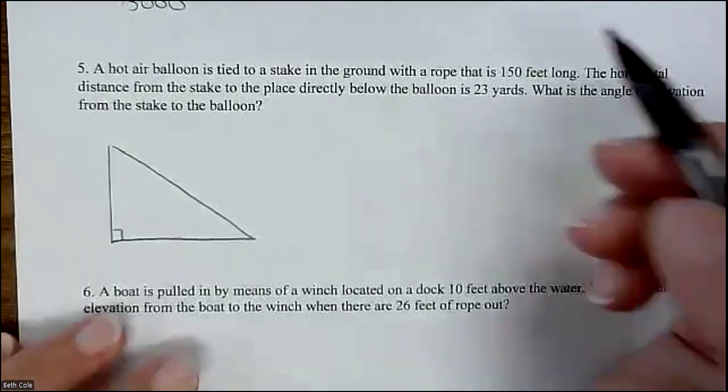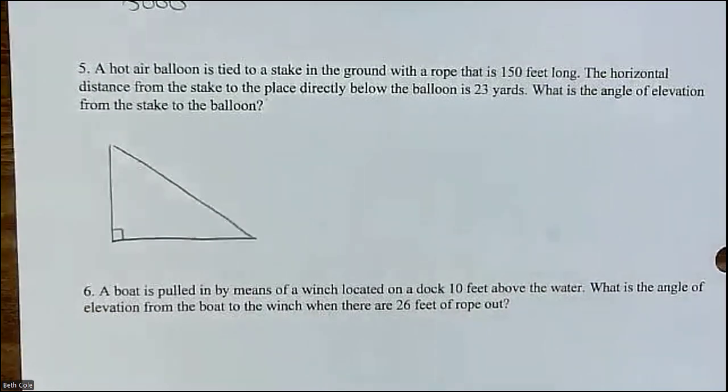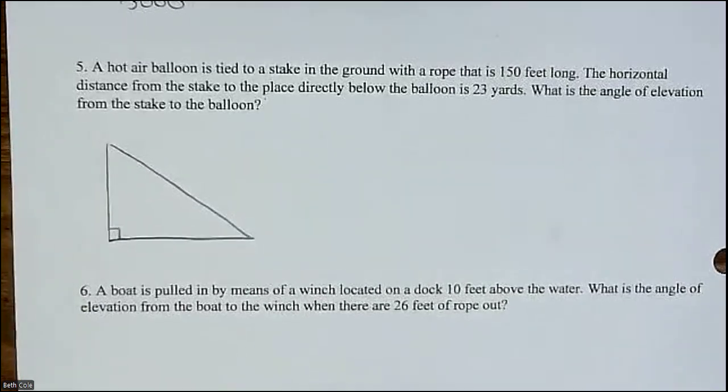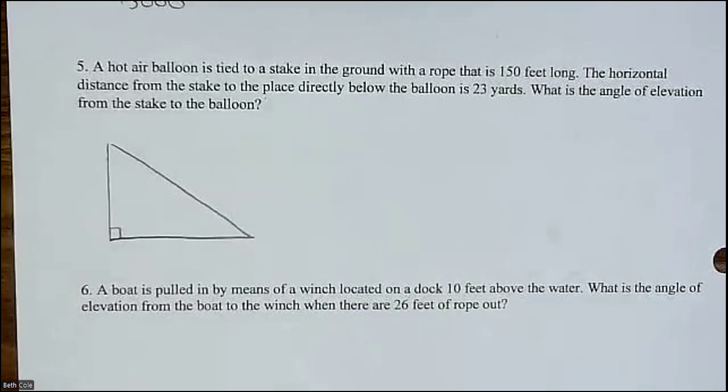All right. The rope is 150 feet long. Don't label that yet because we're going to have a conversation. The horizontal distance that's going to be along the bottom is 23 yards. You should go, hey, wait, hold on a second. Something should be like, hey, that's not right.